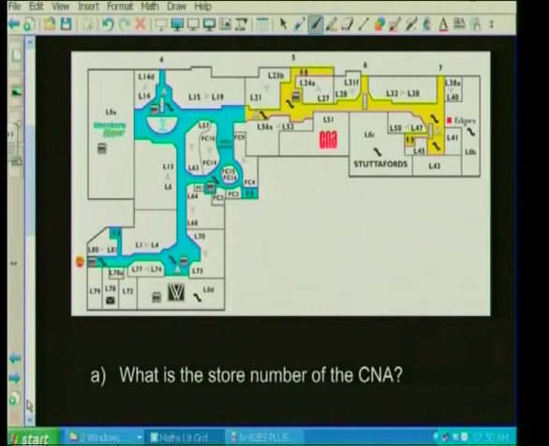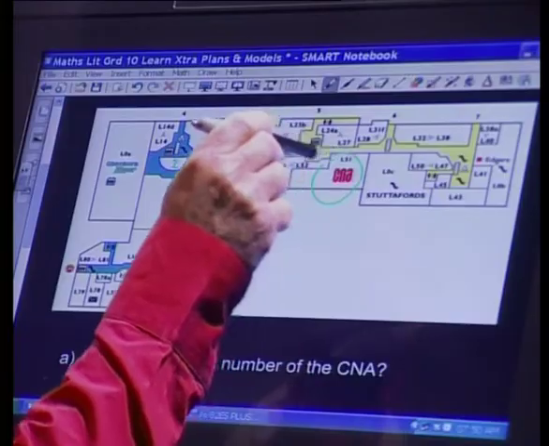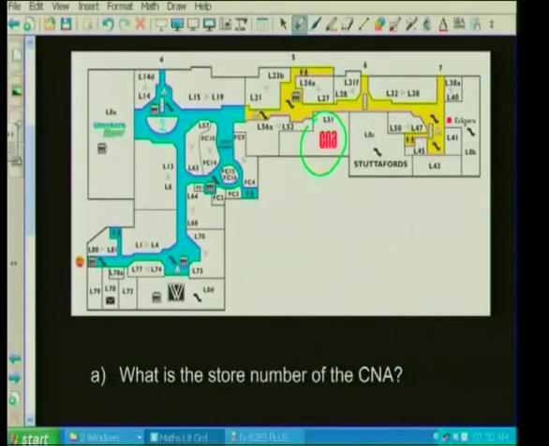Well, to answer this question, you've got to locate the C&A, which is not too difficult to do, because if you have a look on our floor plan here, you can see it is nicely labeled for us, quite a big store in this mall. And what we're interested in is the number L51. You can see it just above the store there.